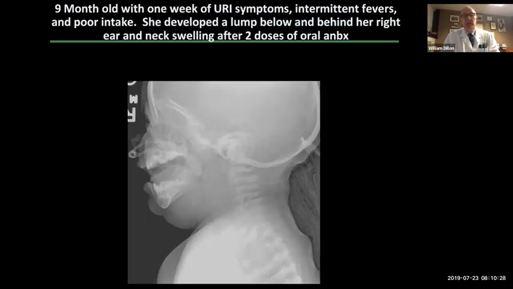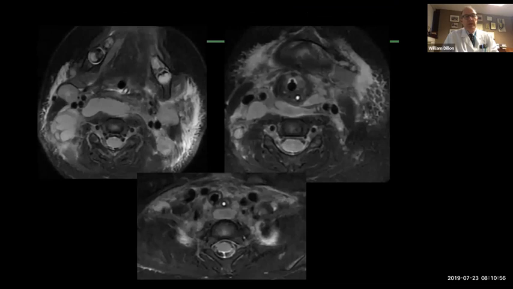So here's a 9-month-old, 1 week of symptoms, intermittent fevers, poor intake. You see on a lateral film displacement of the aerodigestive tract by a retropharyngeal mass. We don't know from what it's come. This would be an indication for a CT scan for sure. She developed a lump below and behind her right ear and neck swelling after two doses of oral antibiotics.